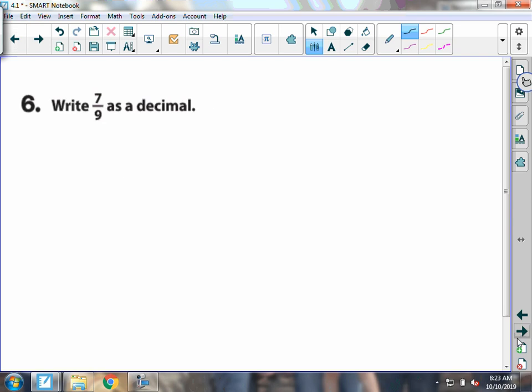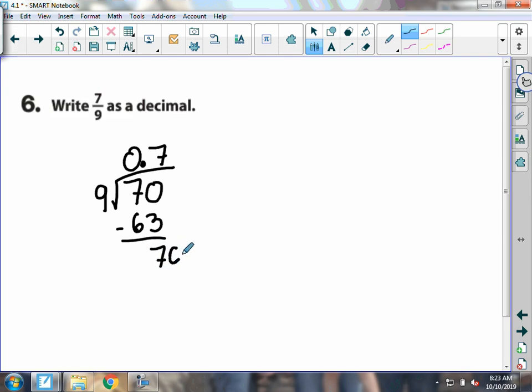Okay, and now write 7/9 as a decimal. So we're going to divide 7 divided by 9. 9 goes into 7 0 times, so I add a decimal and another 0. 9 goes into 70 7 times. That gives me 63. I subtract this, I get a 7, add a 0.